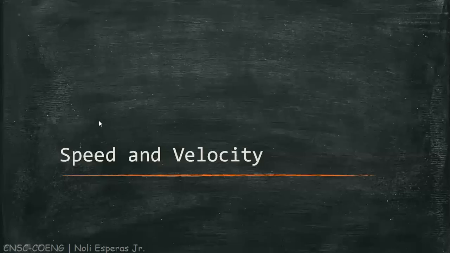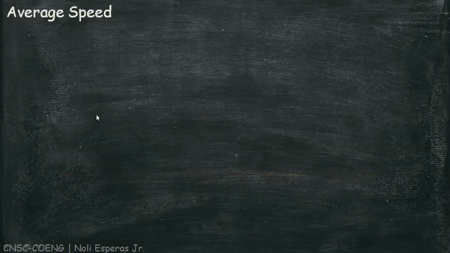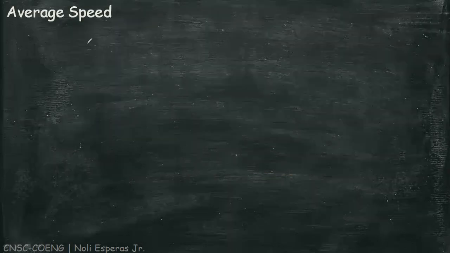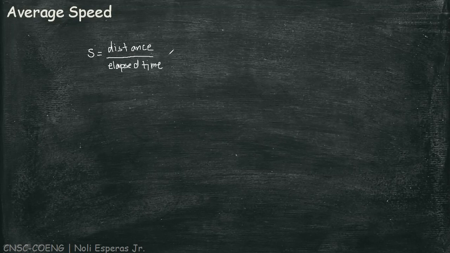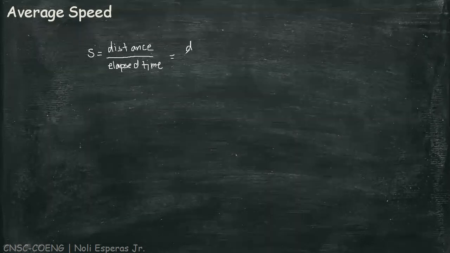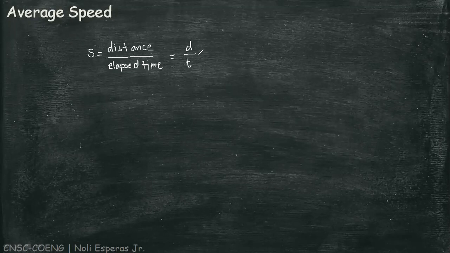Speed and velocity. So first, let's talk about the average speed. Average speed, we use a symbol S, which describes the total distance traveled by an object divided by the elapsed time to cover that distance. Or in symbols, we have S is equal to D over time.